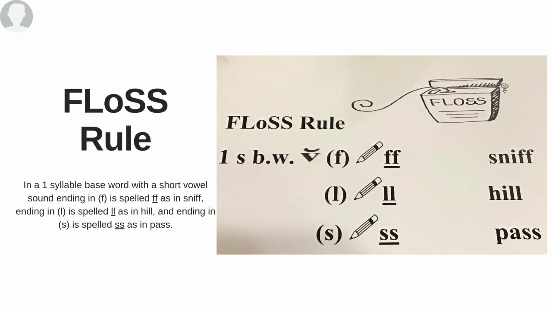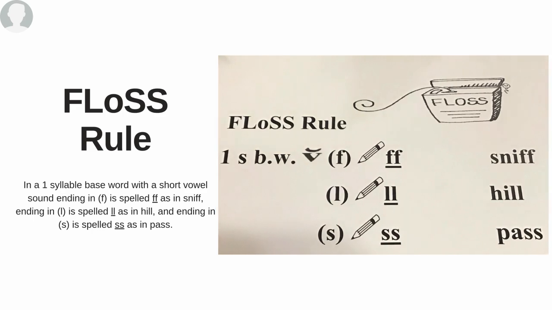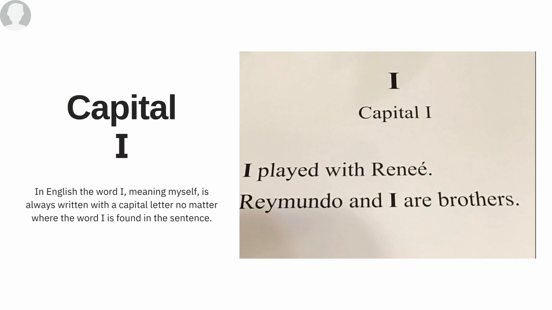Floss rule. In a one-syllable base word with a short vowel sound, ending in f is spelled FF, as in sniff. Ending in L is spelled LL, as in hell. And ending in S is spelled SS, as in pass. Capital I. In English, the word I, meaning myself, is always written with a capital letter, no matter where the word I is found in the sentence.